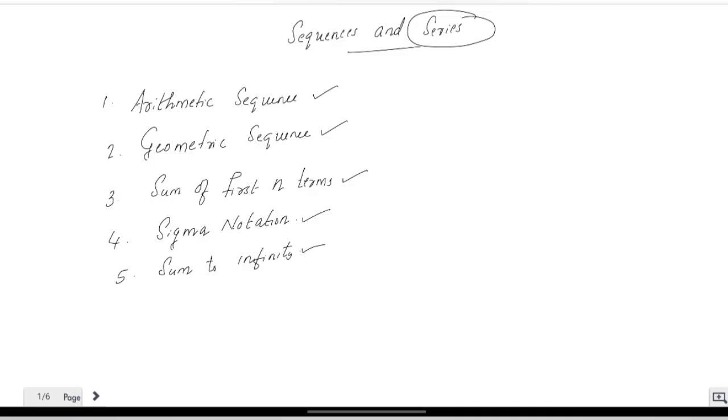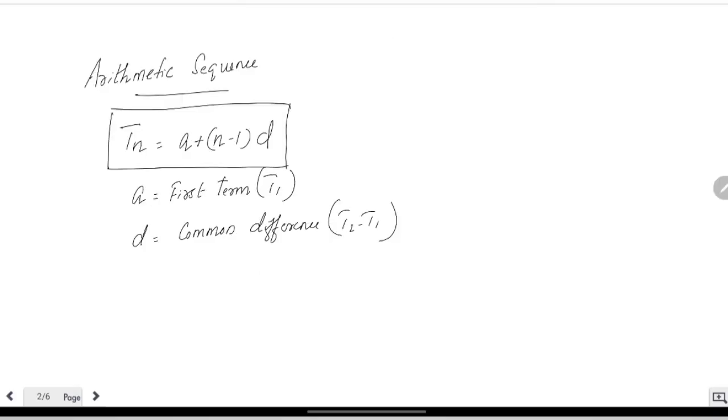The questions are ones we already saw in grade 11. In arithmetic sequence, this is the new formula: Tn is equal to a plus (n minus 1) d. In the past we used Tn is equal to an plus b. Now, don't forget this one, we can use this formula.